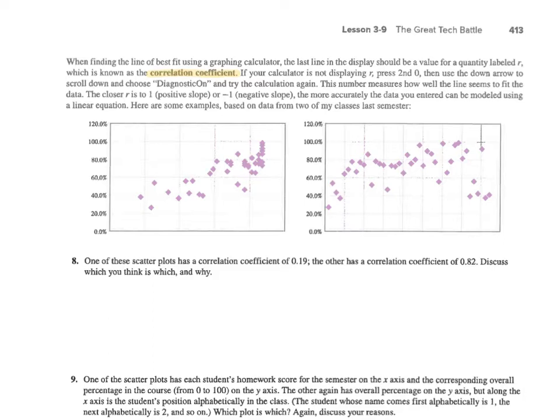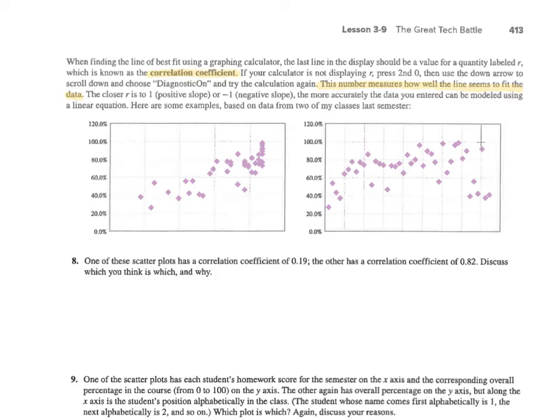Now to the really important part: this number measures how well the line seems to fit the data. I'm going to say that again. The correlation coefficient measures how well the line seems to fit the data. Let that sink in. The closer R is to 1 if you have a positive slope, or negative 1 if you have a negative slope, the more accurately the data you entered can be modeled using a linear equation.